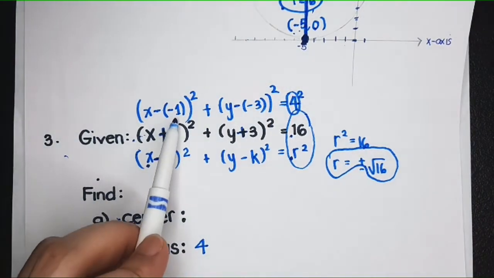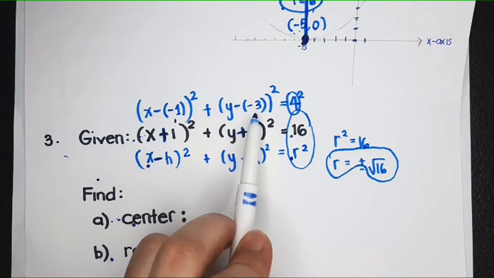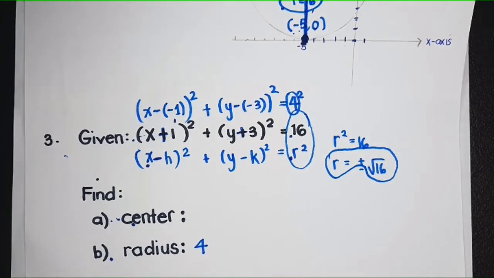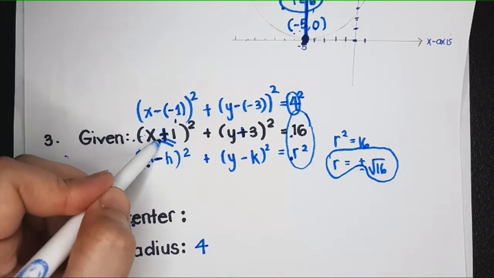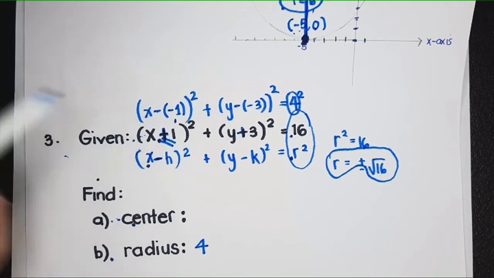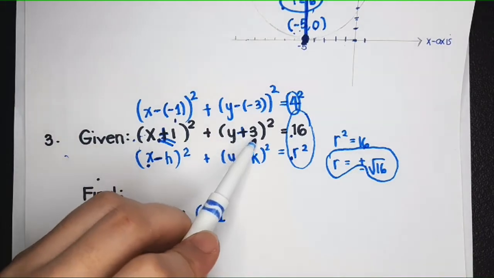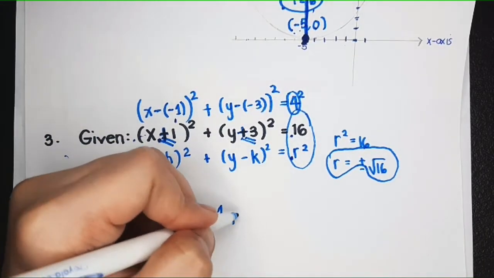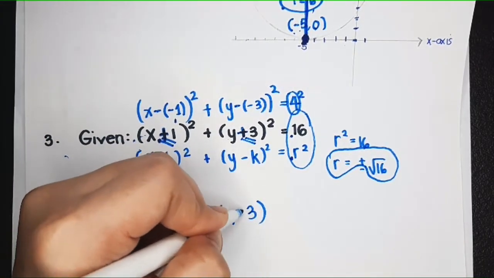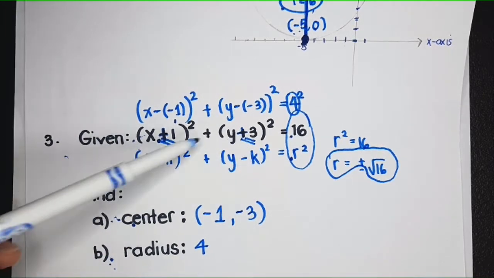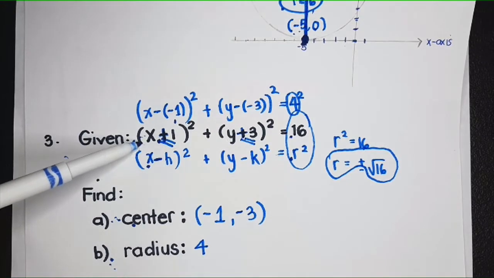Para, ayan, ito yung radius. So, ito yung h, negative 1, tapos ito yung k. Pero in my previous video, tinuro ko sa inyo na kapag plus ang nakikita nyo dito, positive 1, ang center, negative 1. Kapag naman positive 3 ang nakita nyo dito, negative 3 ang gagamitin ninyo. So, ganun lang kasimple to find the center and the radius if you're given an equation of a circle in standard form.